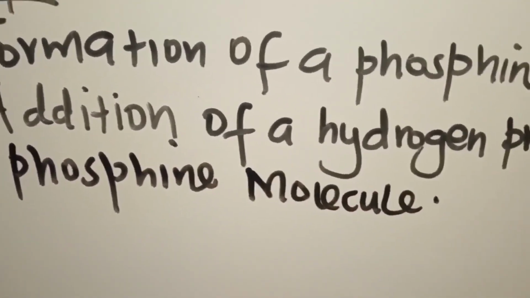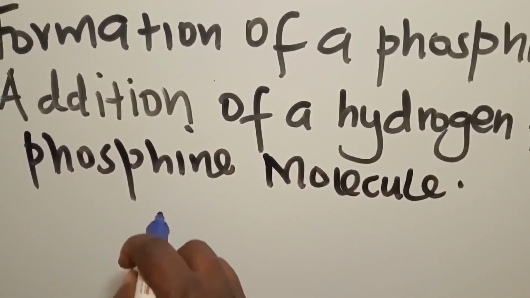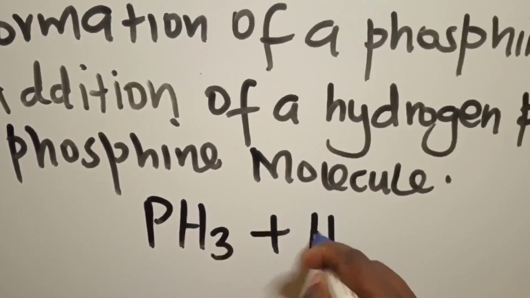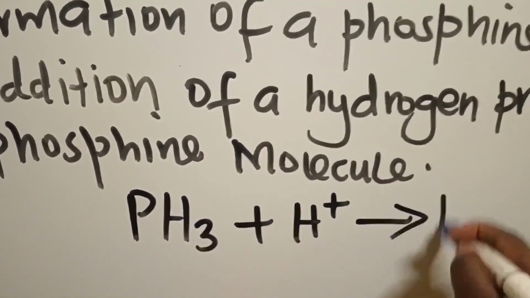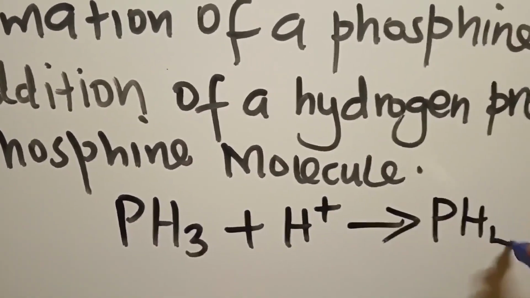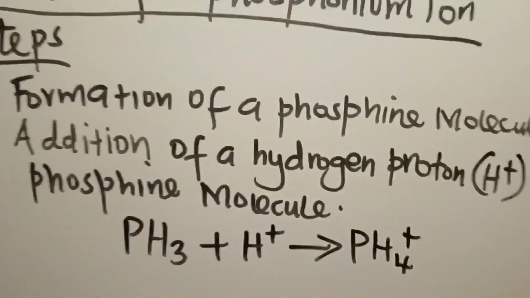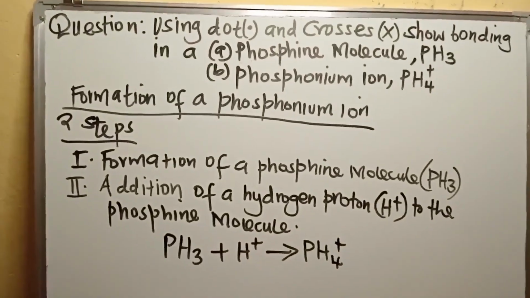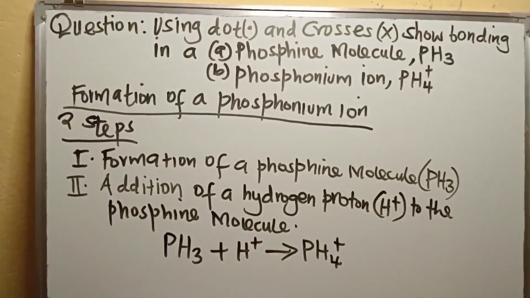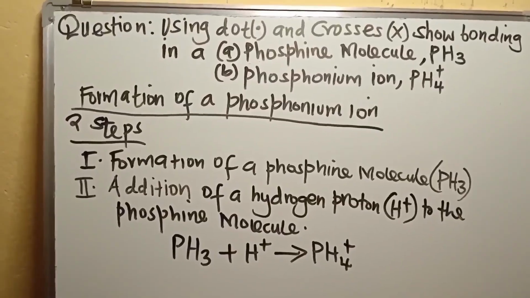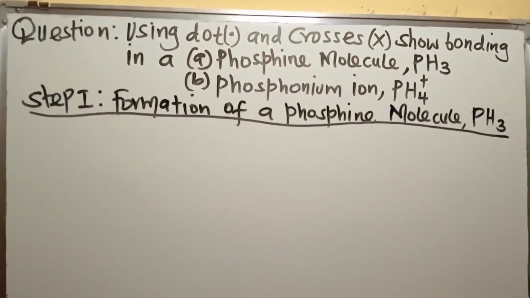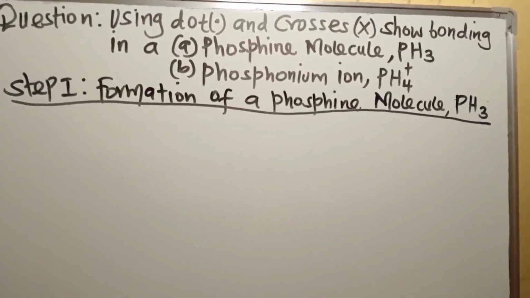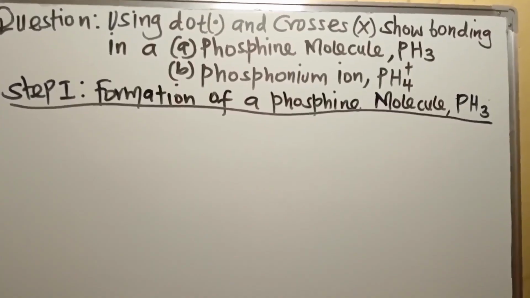When I say that, I mean this equation. So that is a summary of what you'll be doing. Make sure that you're writing. So let us begin with step 1, where we have the formation of a phosphine molecule, the PH3.